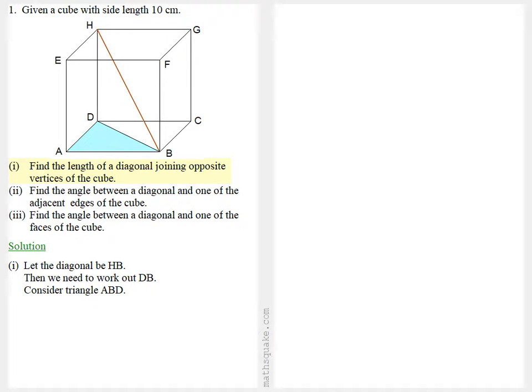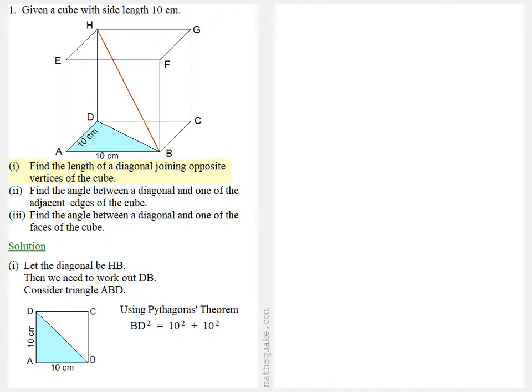This triangle has 2 sides that are 10 centimeters long. If we draw a plan view of the base, we can clearly see we've got a right-angled triangle with 2 10 centimeter sides. So we can use Pythagoras' theorem. Now that says BD squared equals 10 squared plus 10 squared. So BD squared is equal to 100 plus 100 or 200, which means BD is the square root of 200. BD is 14.142.